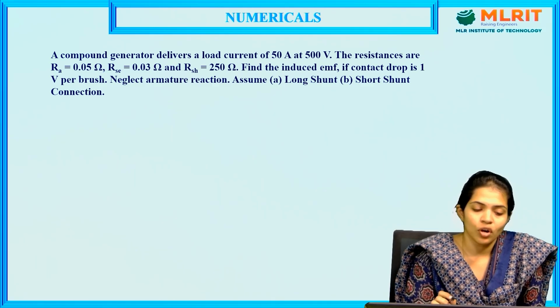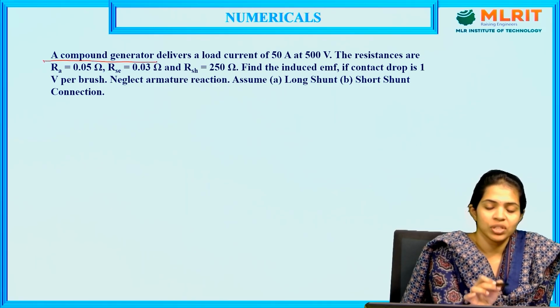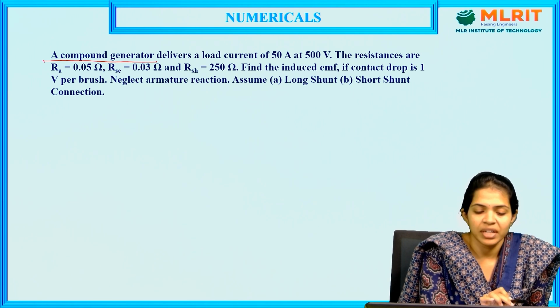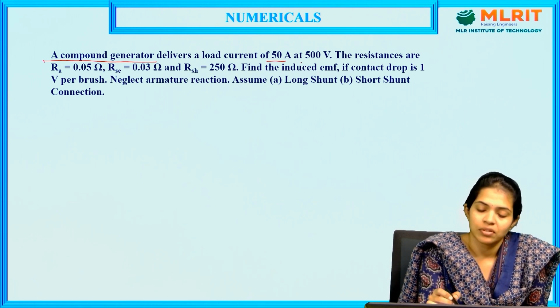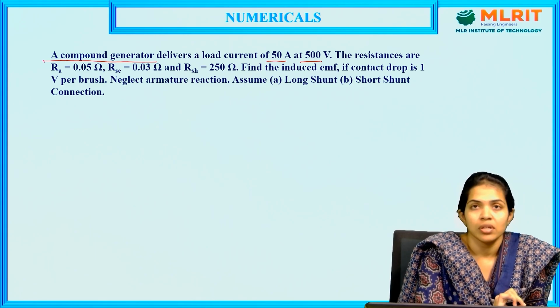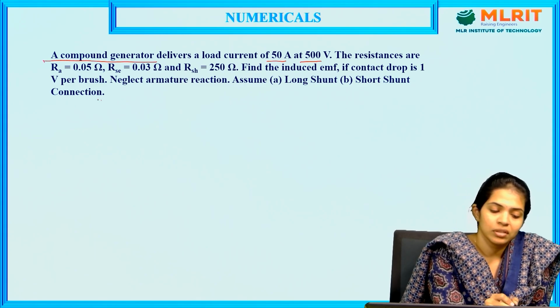So we have a compound generator. We have a numerical on the compound generator. The compound generator delivers a load current of 50 amperes at 500 volts. Let us write the given data in the question again.